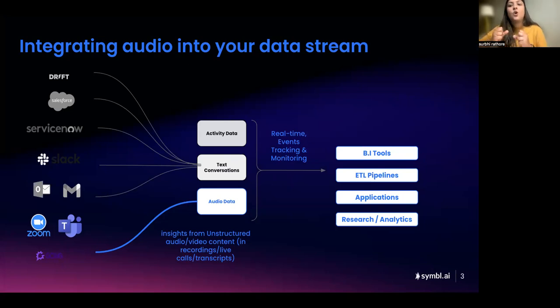You can extract all that audio data out of these tools using simple webhooks or APIs, which all these tools make available to customers, and enrich your existing data analytics or any of the automation initiatives that you're doing with the insights which are captured in this unstructured data. And this can be done in real time, using real-time events or alerts, or even implementing real-time tracking and monitoring, or doing it in the form of a batch, asynchronous processing that you might already be doing with some of the other activity data that happens in your tools.